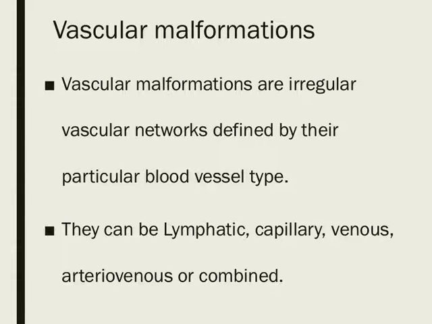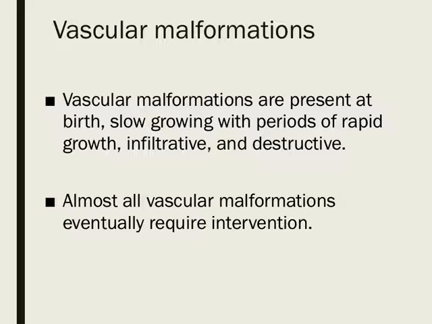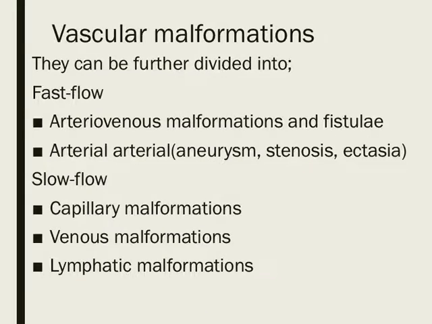So with the vascular malformation, we have an irregular network classified by their particular vessel type. So we have the lymphatic, capillary, venous, and arteriovenous. You could also have combinations of these malformations. So usually they are present at birth, they grow slowly, and then they infiltrate and destroy sometimes. And this one, you definitely require intervention to manage it.